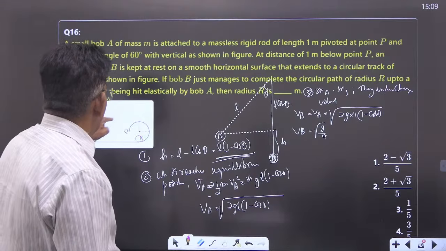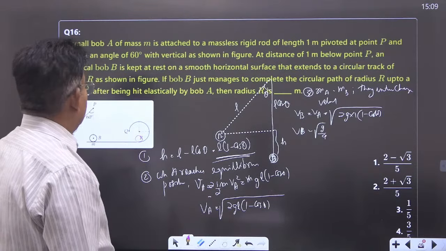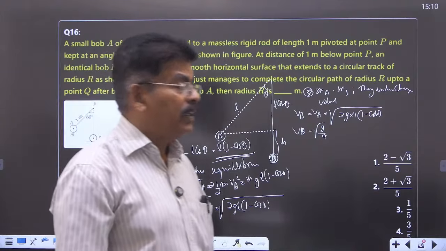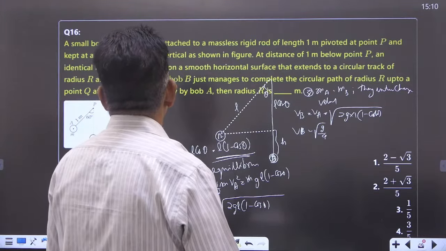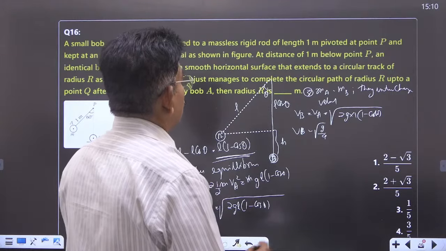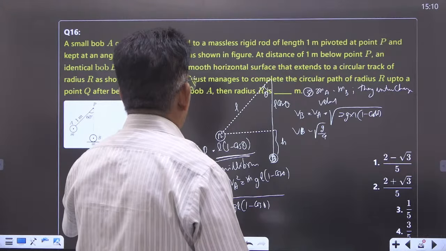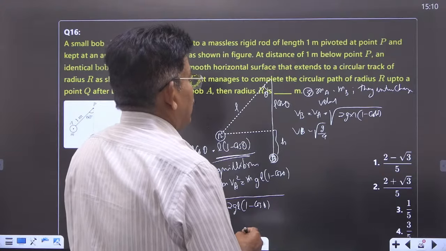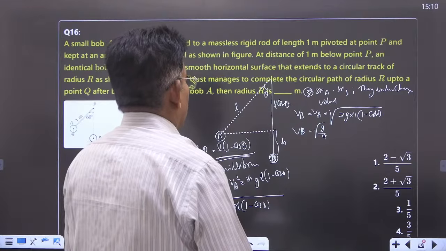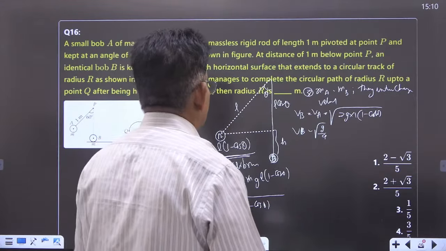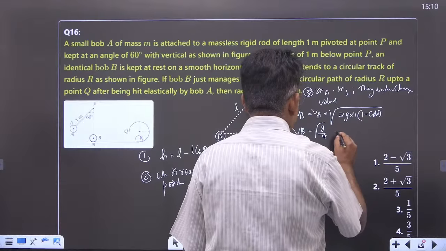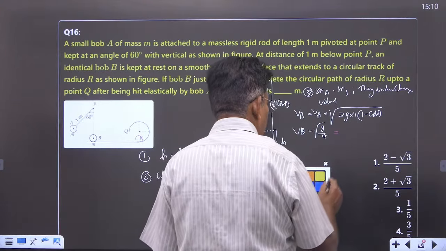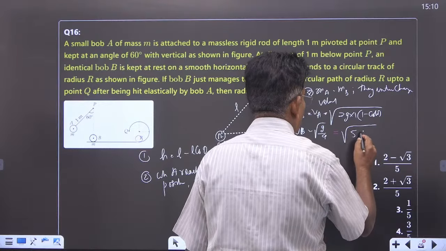It has to move in a circular path of radius R and reach the point Q, which means it should complete the vertical circular path. B is kept on a smooth horizontal surface, with no change of velocity, and then enters the circular track. We just manage, meaning it comes with the minimum velocity up to the point Q. It should complete the full vertical circular motion, so its velocity should be root of 5GR.